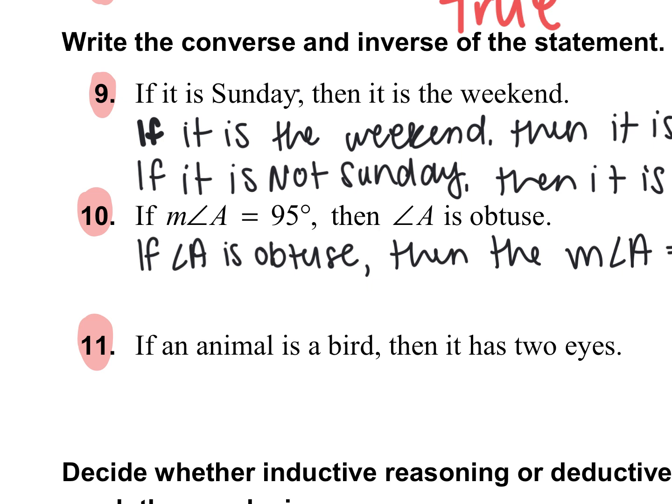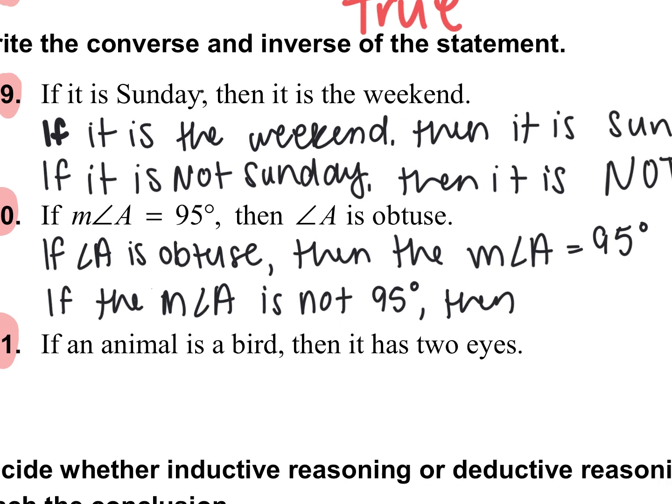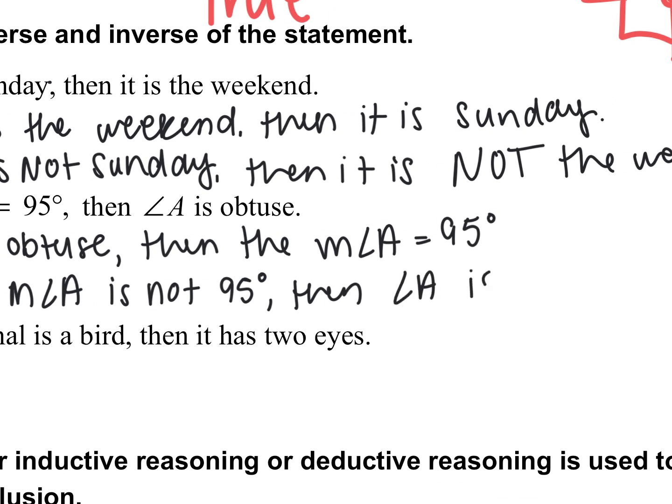How do I write this as an inverse? Everyone should at least have it done. You guys will have to write conditional statements on your test. It's not multiple choice, you will have to write them. Good. Okay, so you're just adding the word not. If the measure of angle A is not 95 degrees, then angle A is not obtuse.